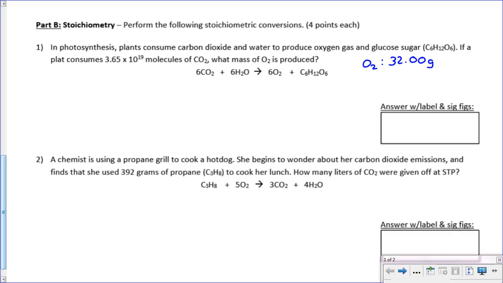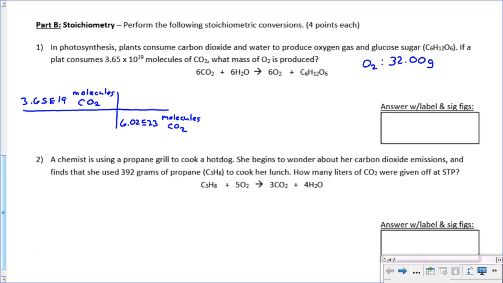So we start with what they give us, 3.65 times 10 to the 19th molecules of CO2. Then we want to get out of molecules of CO2 and into moles of CO2. Molecules to moles, the conversion factor is 6.02 times 10 to the 23rd, so 6.02 times 10 to the 23rd molecules of CO2 in 1 mole of CO2.